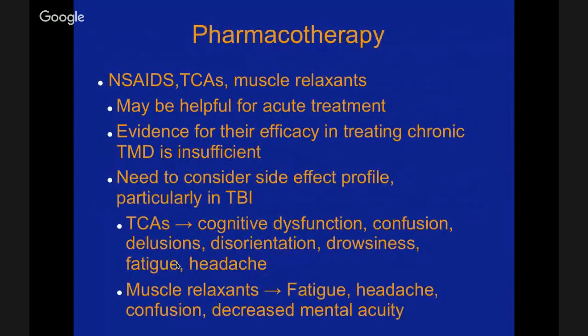And then NSAIDs, TCAs, and muscle relaxants, although they might be helpful in the acute phase, their efficacy in treating chronic TMD is insufficient. And with the TBI population, it's important to consider their side effect profile before using these medications. With TCAs, you can see cognitive dysfunction, confusion, delusions, headaches. Muscle relaxants can cause fatigue, confusion, decreased mental acuity. So these might not be the best options in TBI patients, especially the more moderate or severe.